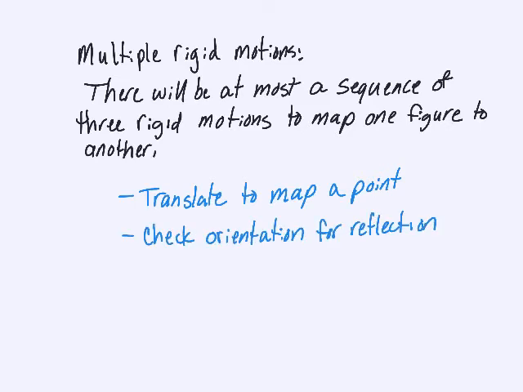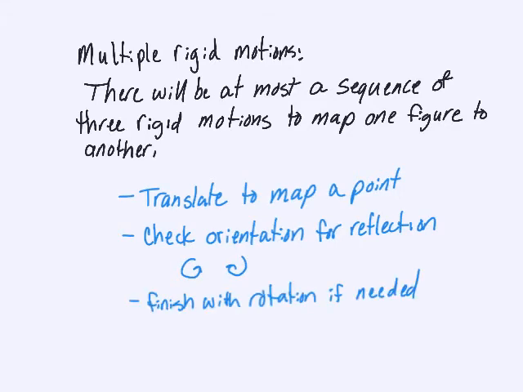Then you would check the orientation to see if you need to reflect your image or not. And remember, checking the orientation means to check the order of the letters, because if the direction flips, that means you need to have a reflection. So once you translate and reflect, then you finish with a rotation if you need to.